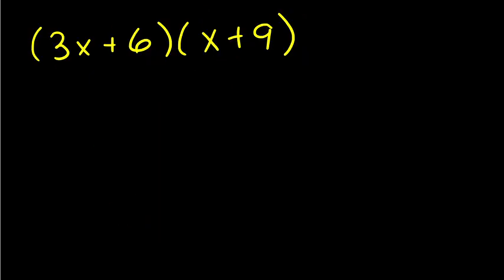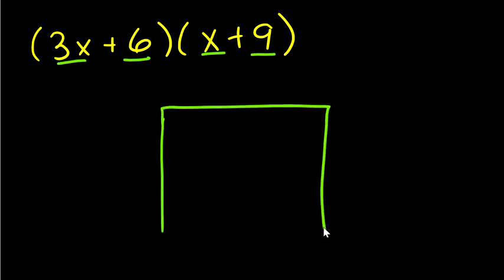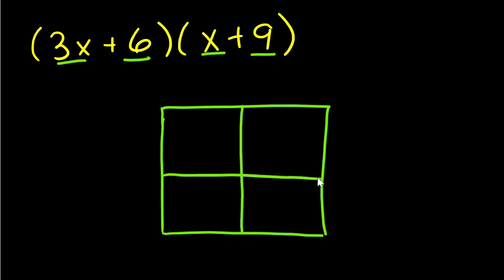Okay, so let's do another one here together. Again, we've got a binomial times a binomial. 2 terms times 2 terms. So as we go to set this up, we should set this up as a square like we did before. 2 terms across the top, 2 terms down the side, and let's write those terms in. 3x and plus 6, 1x and plus 9.